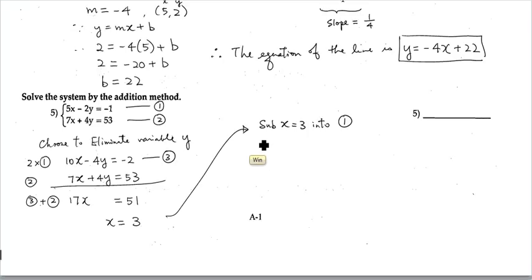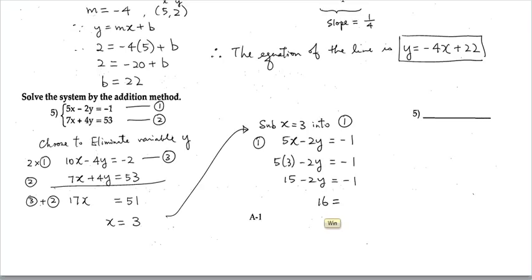So let's see, in equation 1, we have 5x minus 2y is equal to -1. And so I replace the x by 3. I got 5 times 3 minus 2 times y is equal to -1. So I have one equation with one unknown. So let's continue to simplify that. And then bring the y to the right. And so I got 16 is equal to 2y. And finally, y will be equal to 8.